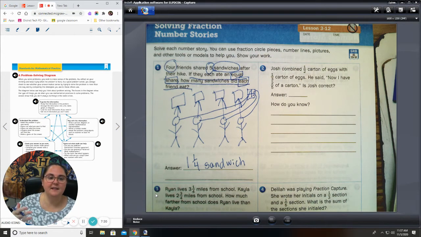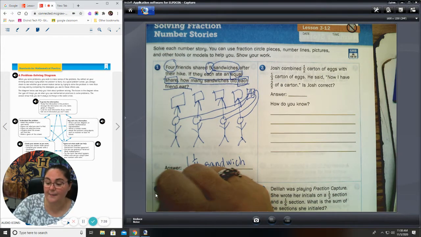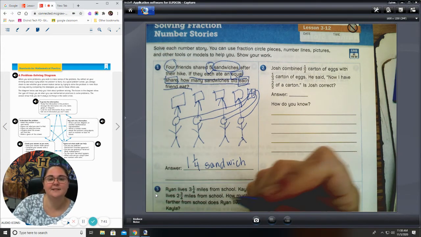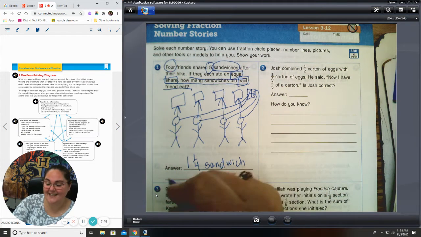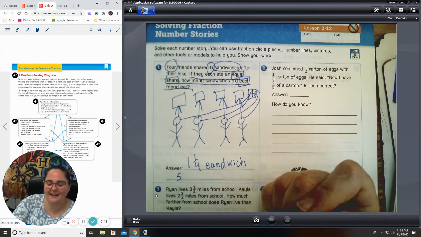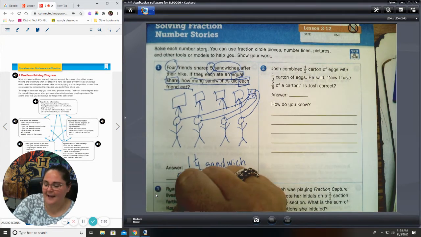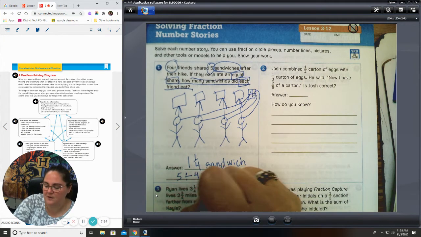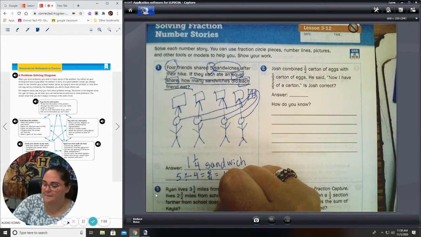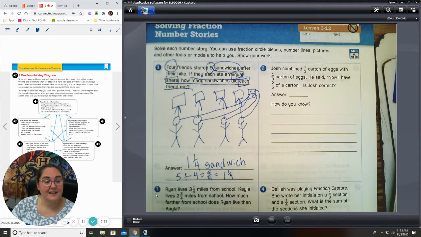Now, you could have taken the 5 sandwiches, split it into fourths, and counted them that way. Absolutely. You also might be able to do your number model. Remember, my number model is what am I dividing? Am I chopping up the friends or am I chopping up the sandwiches? Sandwiches. So what is my dividing? Dividing that by 4 people equals 5/4, which is 1 and 1/4. That's how you would do that problem.